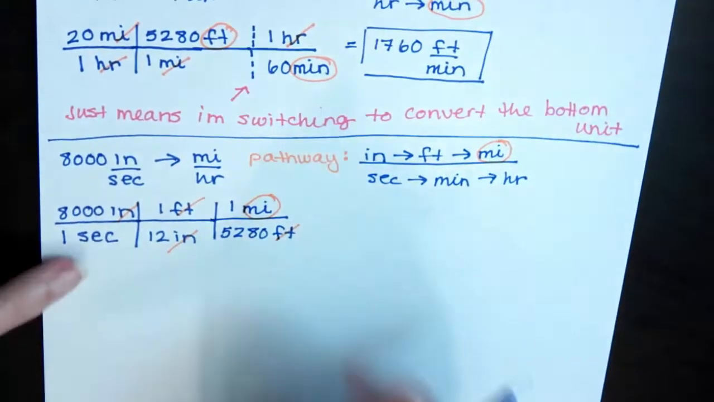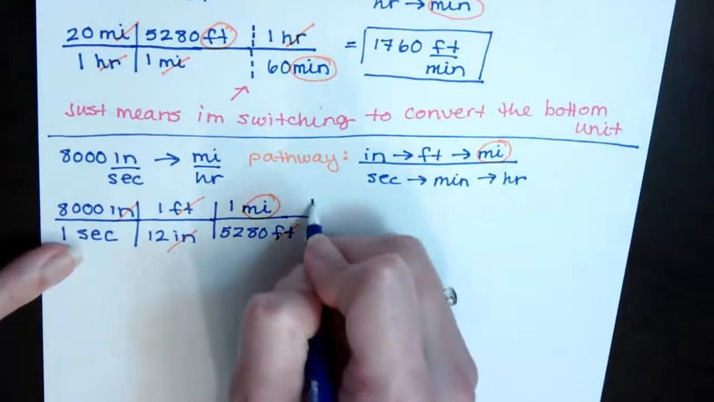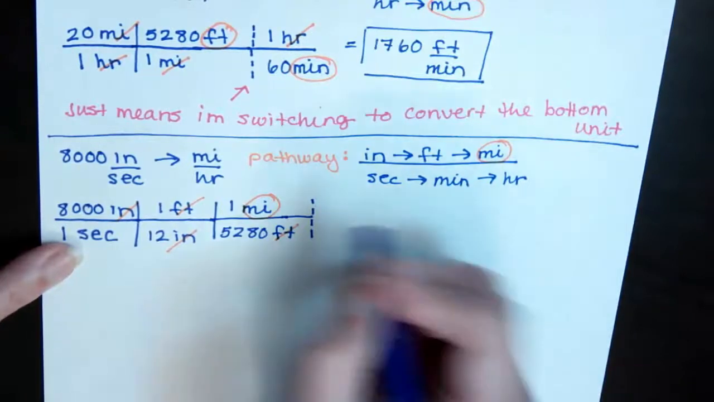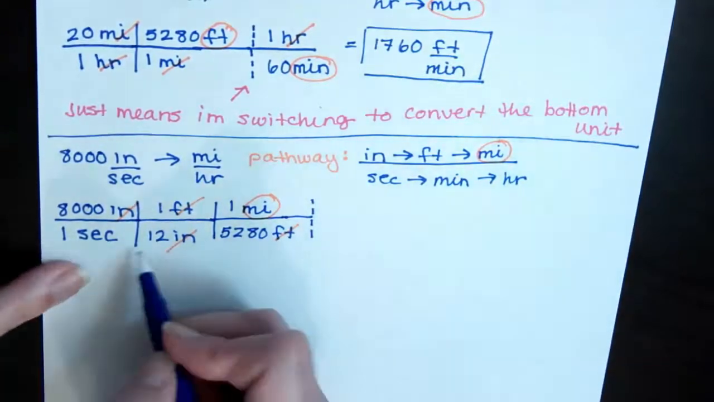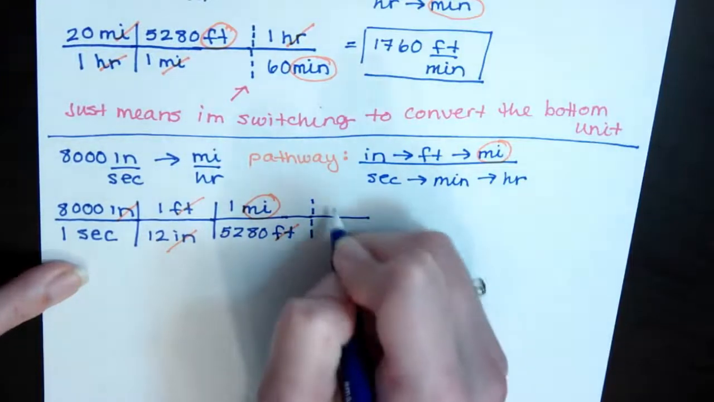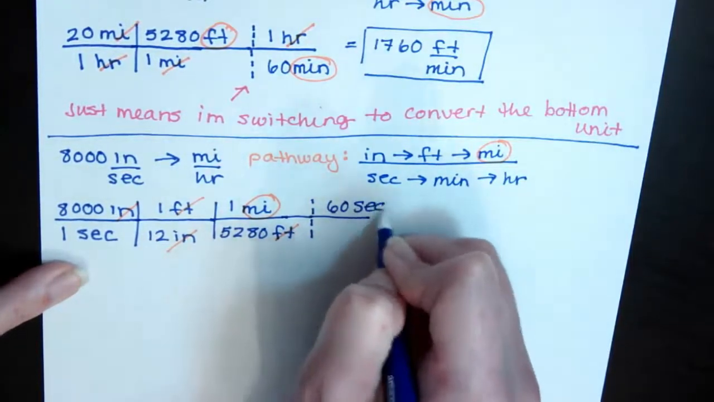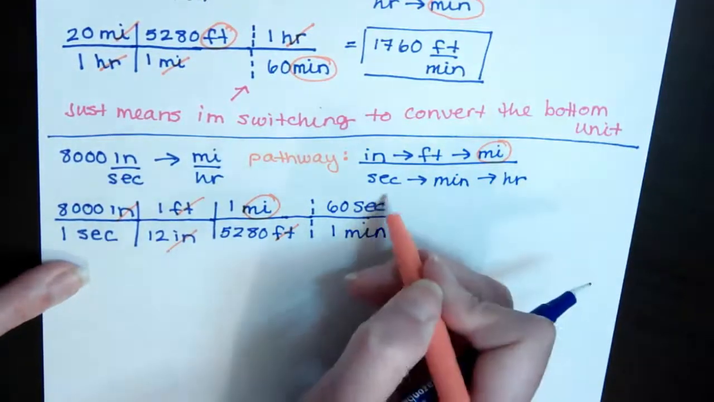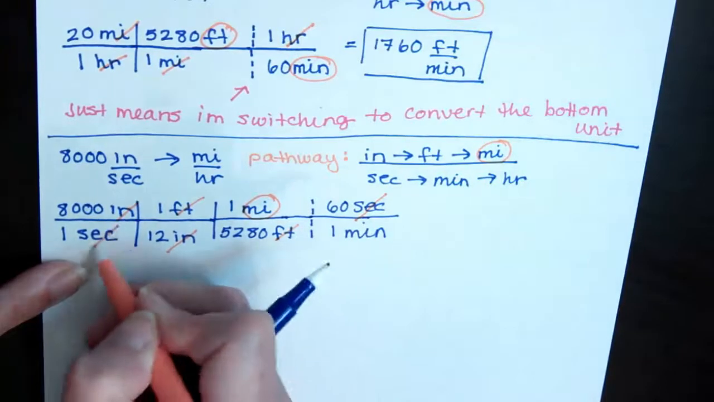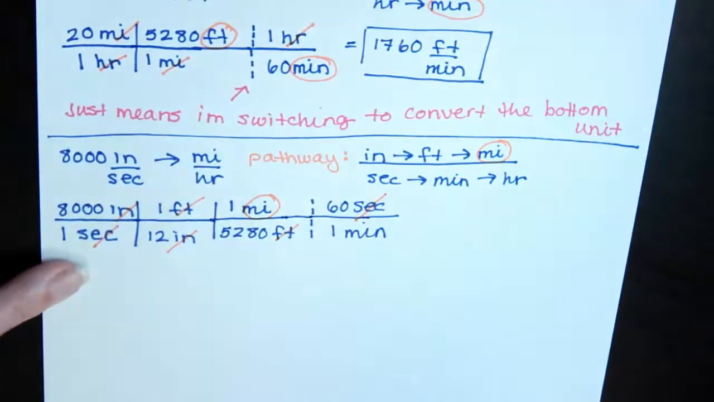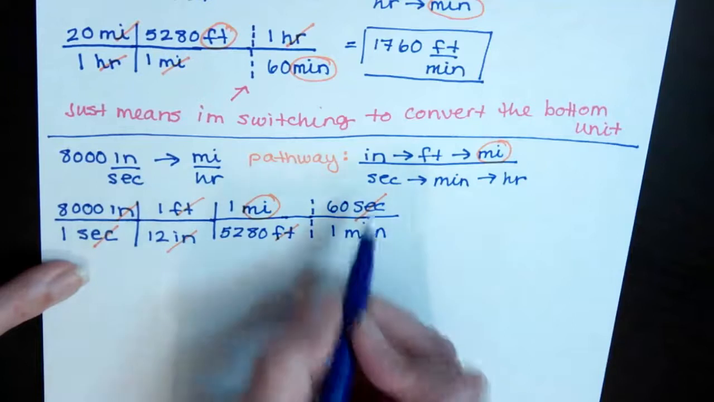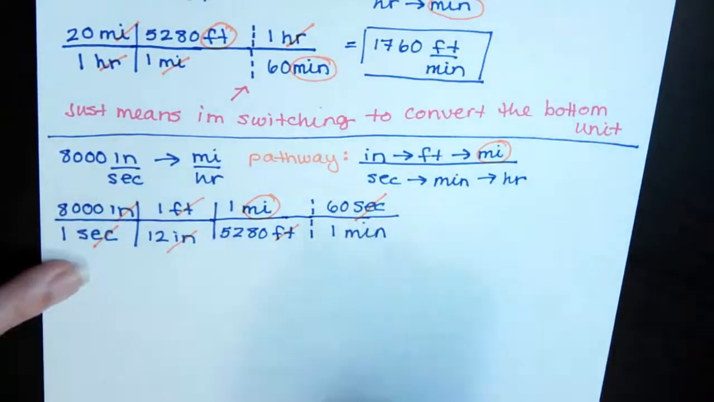And now it's time to worry about converting the bottom portion. I'm going to use a dashed line. It doesn't change any of my calculator use. It's still multiplying. But now I'm going to say that there's 60 seconds in 1 minute. My seconds on top cancels with the seconds on the bottom. They don't have to be next to each other. Remember, with multiplying, 2 times 3 is the same as 3 times 2. So even if they're far apart, as long as one's on top, one's on bottom, you're fine.